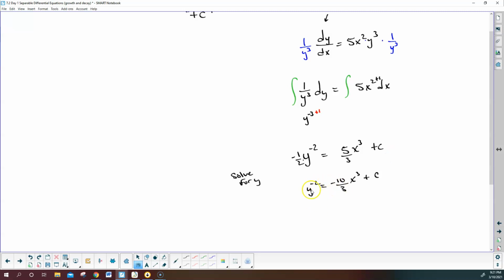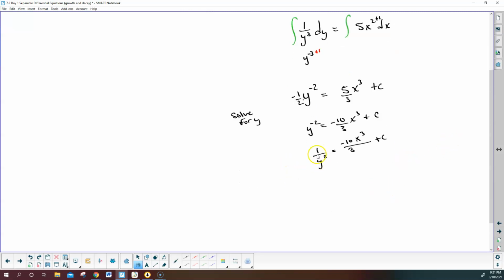All right, and then the last part is how do I get rid of this y to the negative 2? There's a couple ways to do it. I want you to think of what it means. What does that mean? It means y to the negative 2 is 1 over y squared. And then I can put this all over 1, and if I flip to the left side, I can flip the right side.